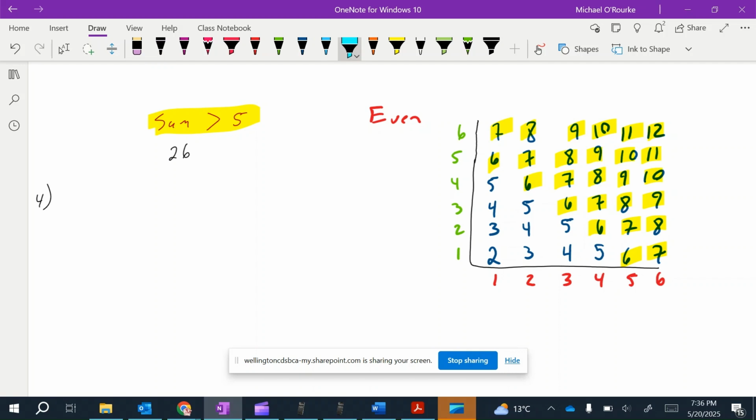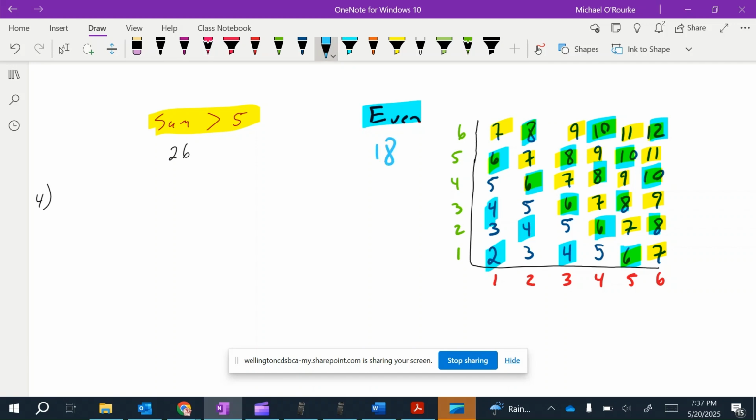Now my even numbers I'm going to do in blue. So these are all my evens, and there should be half of them. 1, 2, 3, 4, 5, 6, 7, 8, 9, 10, 11, 12, 13, 14, 15, 16, 17, 18. So there's 18 of those.